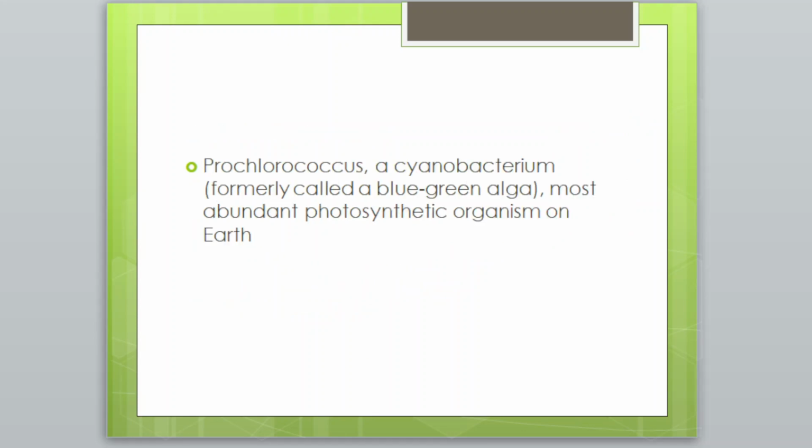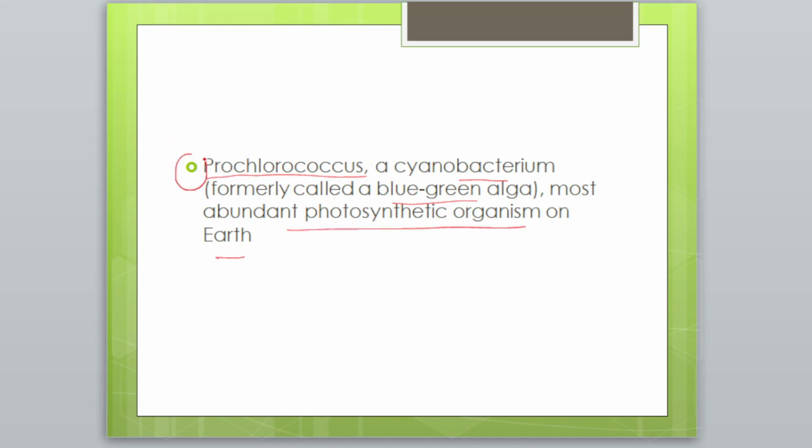So a microorganism named Prochlorococcus, it is a cyanobacterium. Formerly it was known as blue-green alga. It was the most abundant photosynthetic organism.